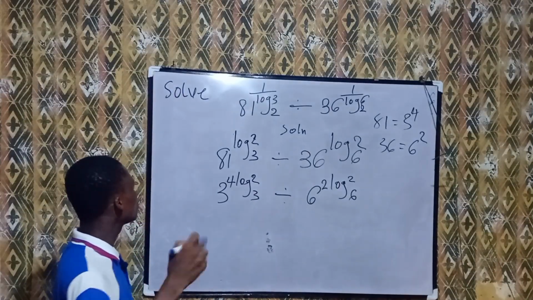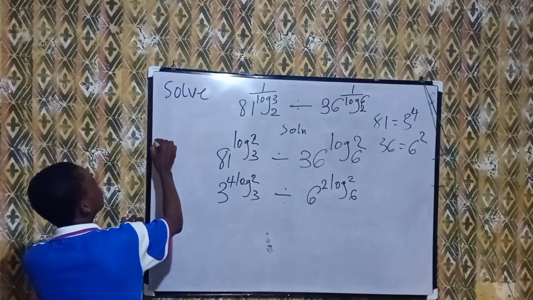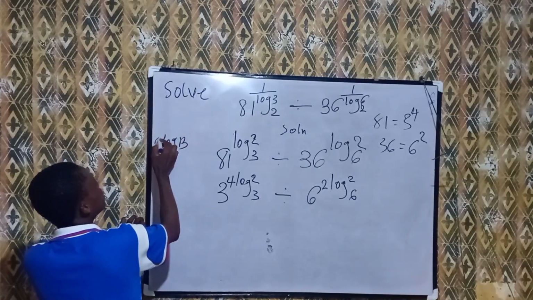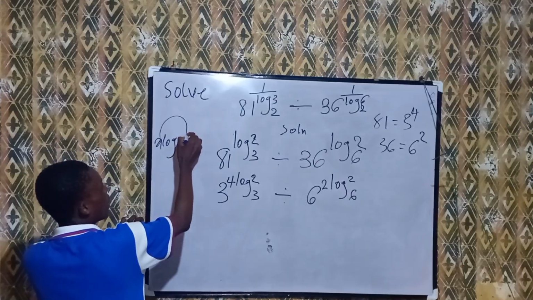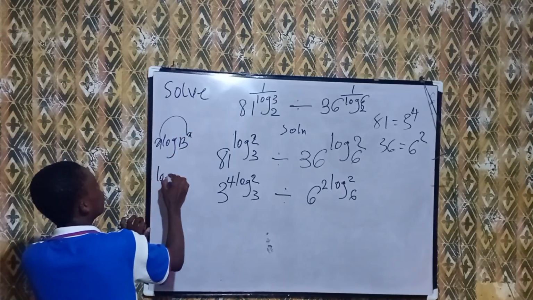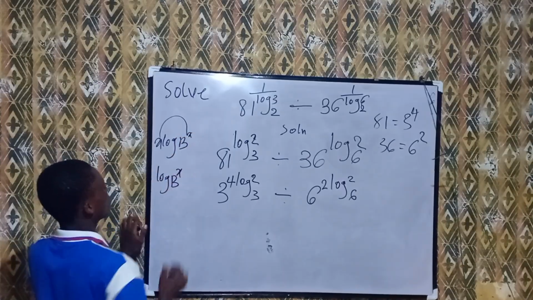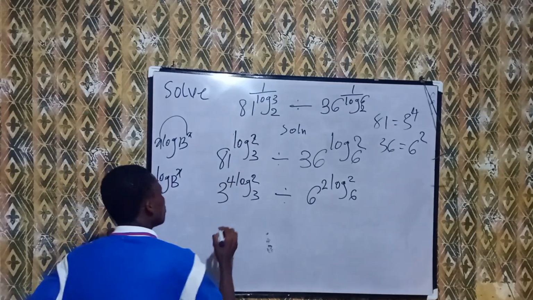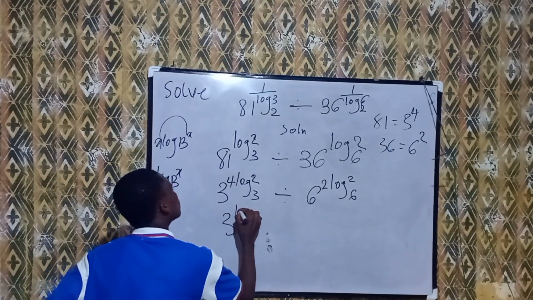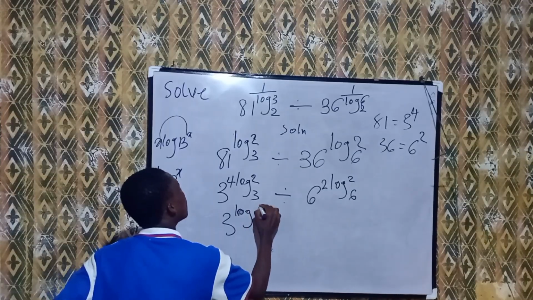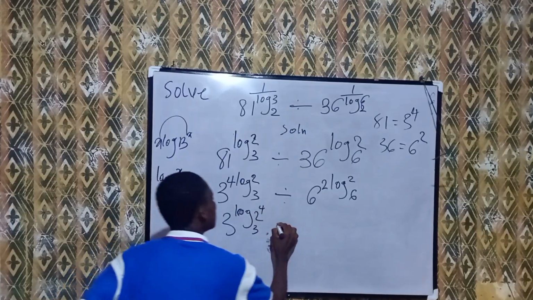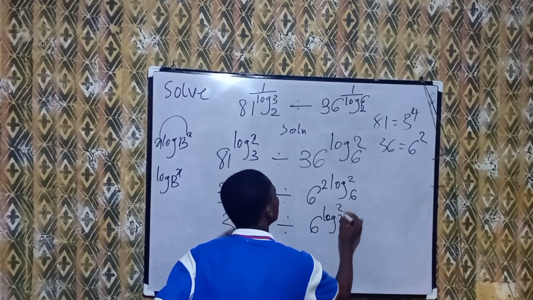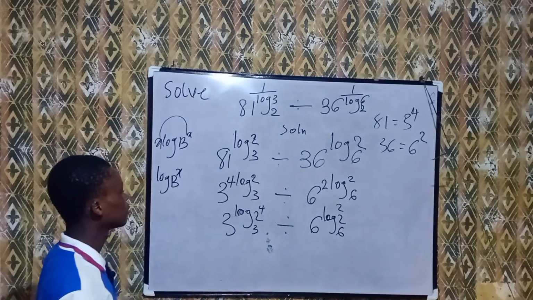All right, now from this law, we know that if we have x log b, this x returns back as a power here. So we have log b to power x. So from here, this 4 is going back. So we know that this is 3 to the power of log 2 to power 4 base 3 divided by 6 to the power of log 2 to power 2 base 6. All right.